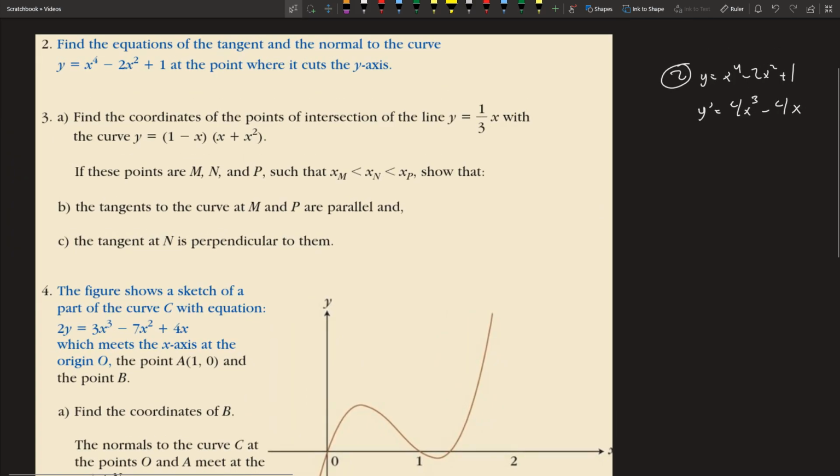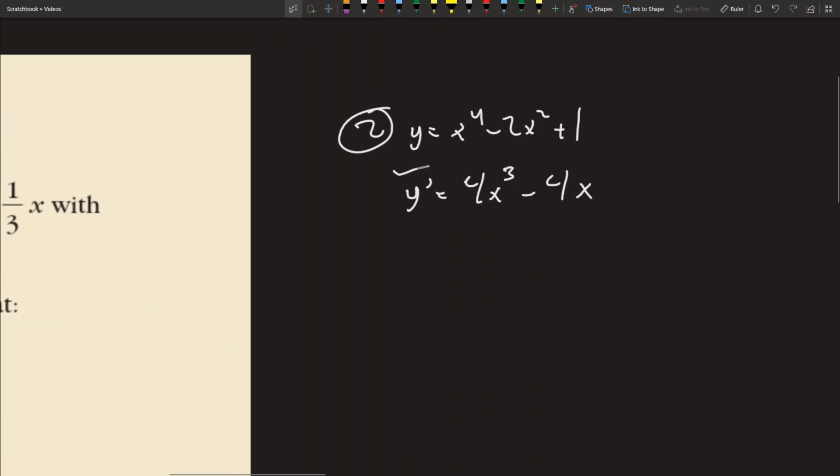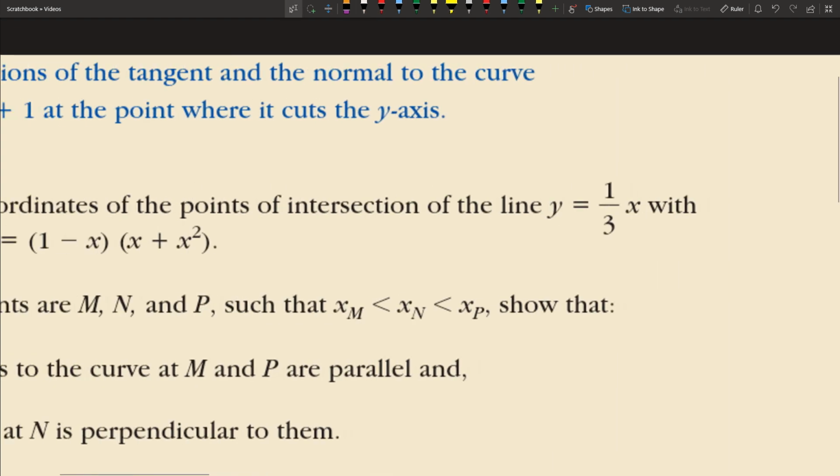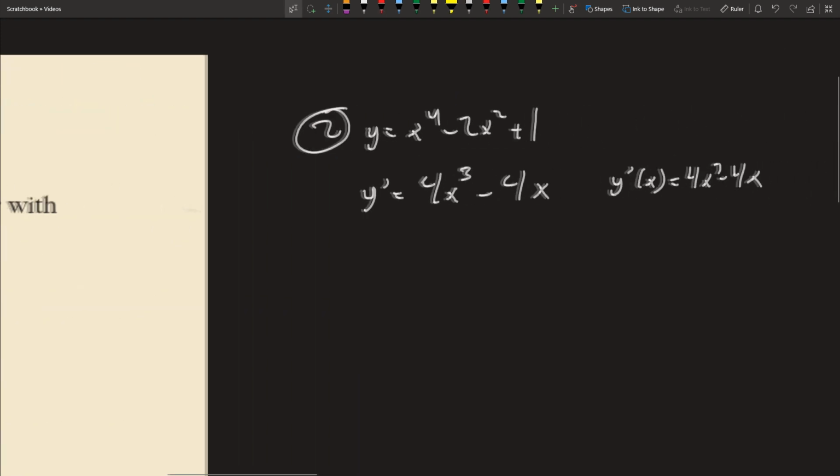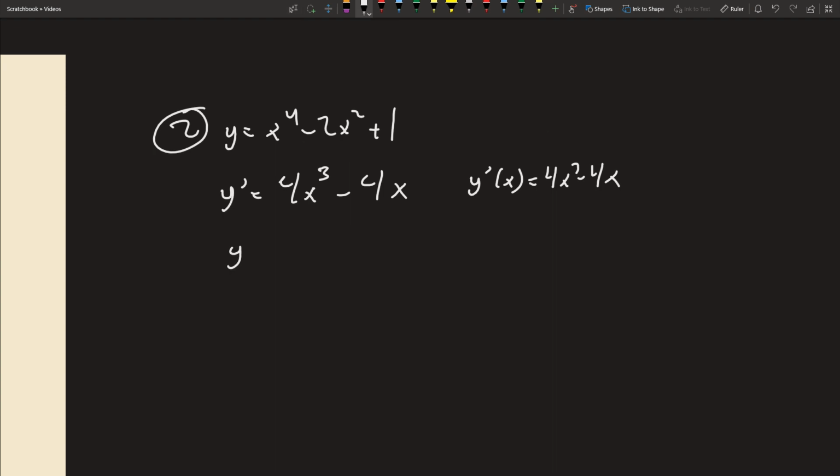So here is your slope of the tangent. But we need to evaluate this derivative at one point, because remember, the derivative is a function that depends on x. So we need the x to be what? They said at the point where it cuts the y-axis. That means x is 0. So we evaluate y prime at x equal to 0. That's how we write it, by the way. It is equal to 4 times 0 cubed minus 4 times 0, that's just 0.